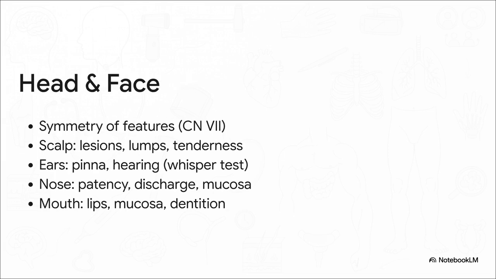Moving right along down to the head and face, a really quick check of facial symmetry gives us an immediate read on cranial nerve 7. We're checking the scalp for any lesions or lumps, assessing basic hearing with a simple whisper test, and inspecting the nose for patency. And don't forget to take a quick look inside the mouth. It tells us so much about their oral mucosa, dentition, and overall hydration levels.